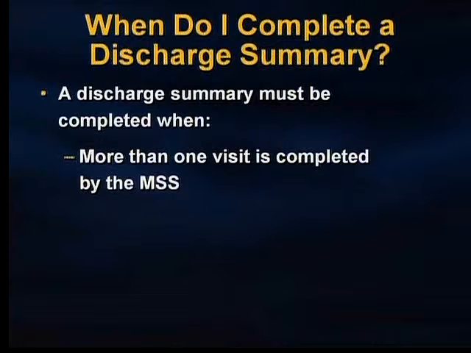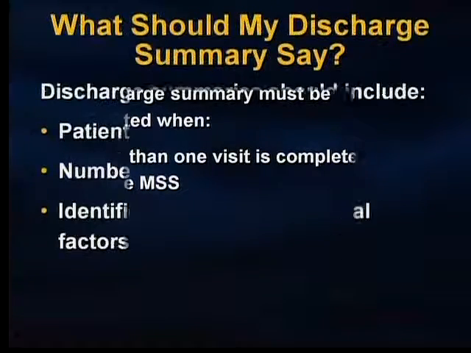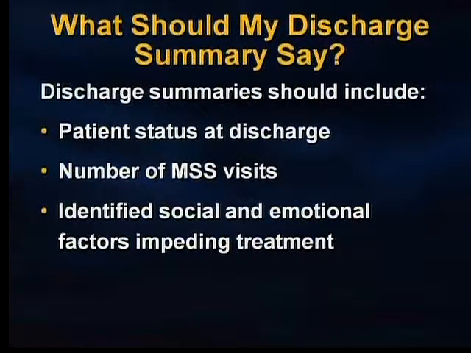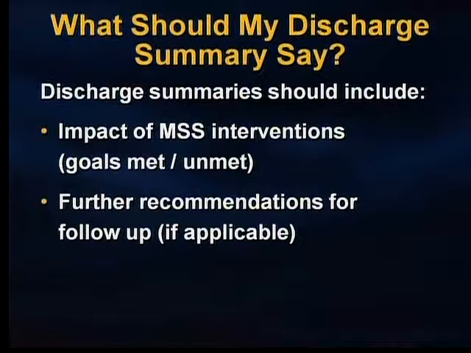A discharge summary will be completed if more than one visit is completed by the MSS to the patient. Discharge summaries should include the following information listed here: the patient status at discharge, the number of MSS visits completed, and identified social and emotional factors with the treatment. You'll also have impact of MSS interventions, the goals that were met or unmet, and further recommendations for follow-up if any of that applies.